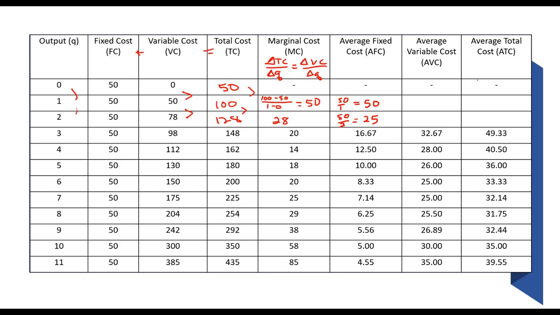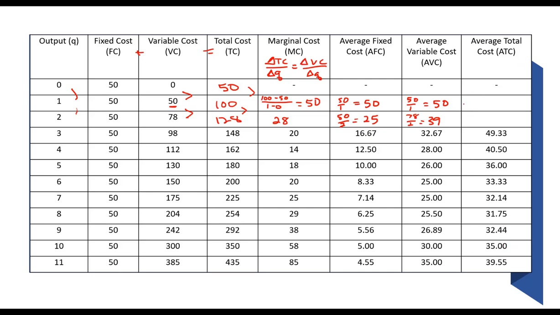For average variable cost, we're going to take the variable costs and divide by the number of units produced. So when we produce that first unit, we have $50 in variable cost, divide by 1 unit, it's $50. When we produce the second unit, our variable costs are $78, so each unit has $39 worth of variable costs assigned to it. Again, you notice the variable costs go down and then begin to go back up. And you'll see the same thing with average total cost.